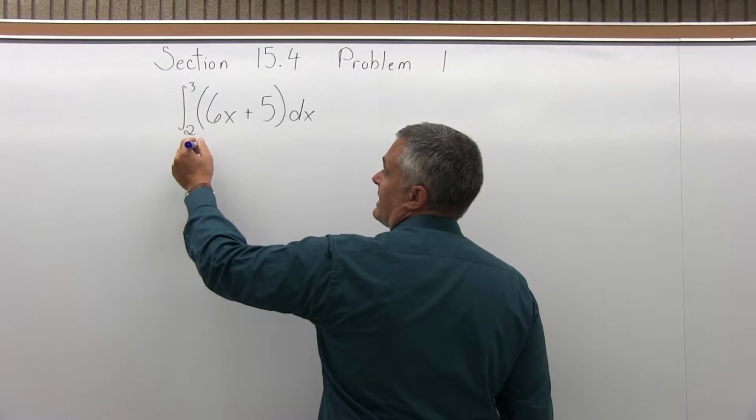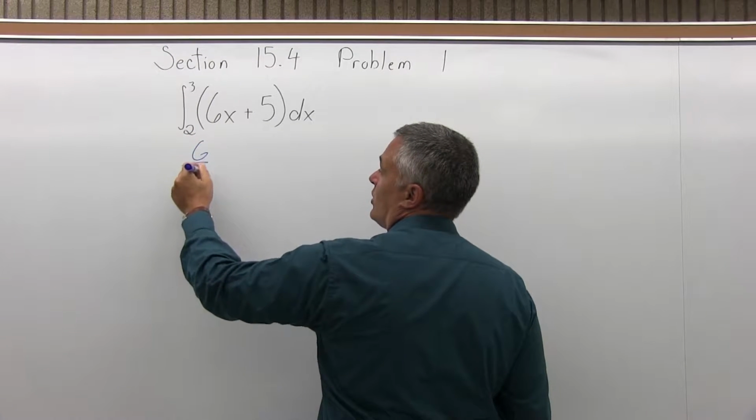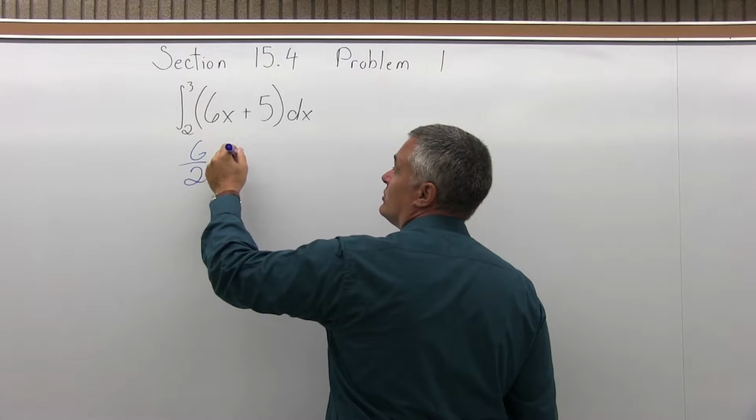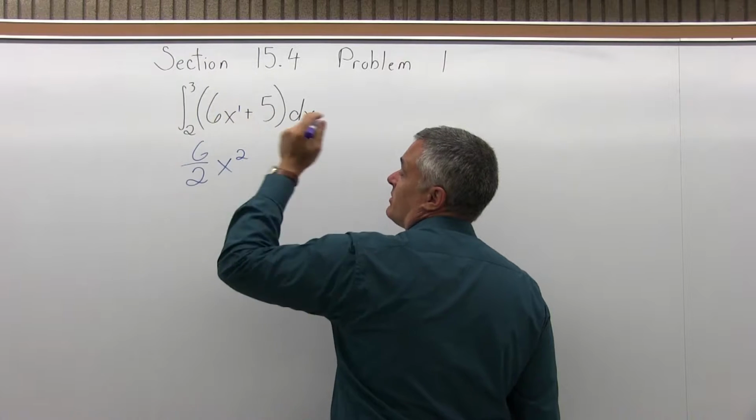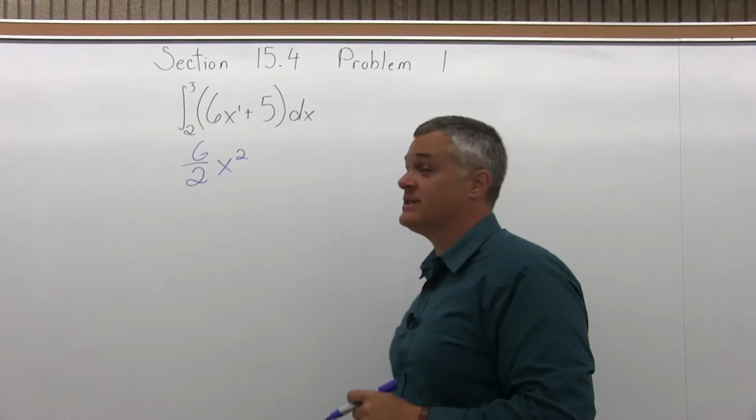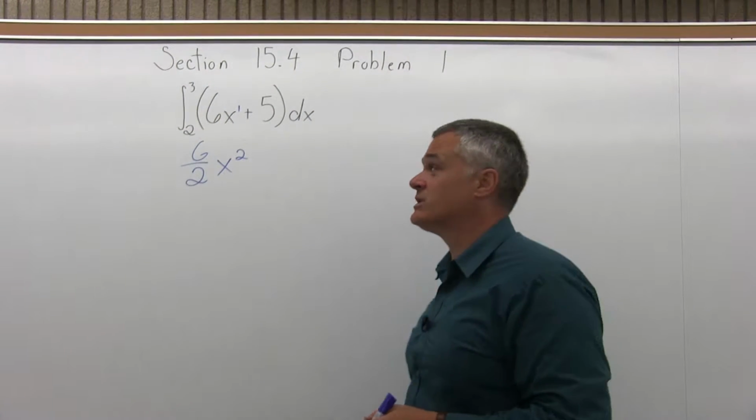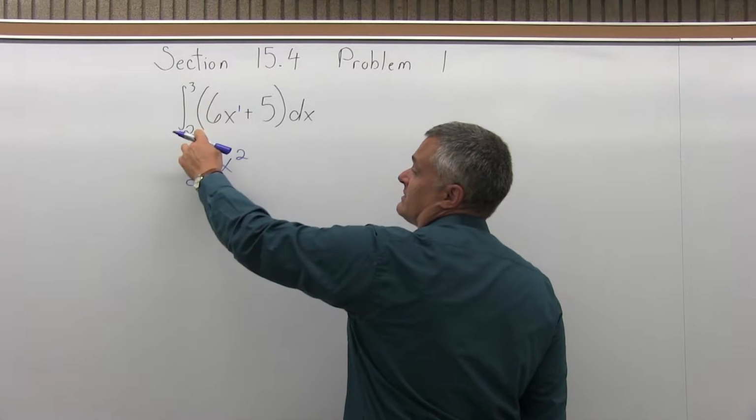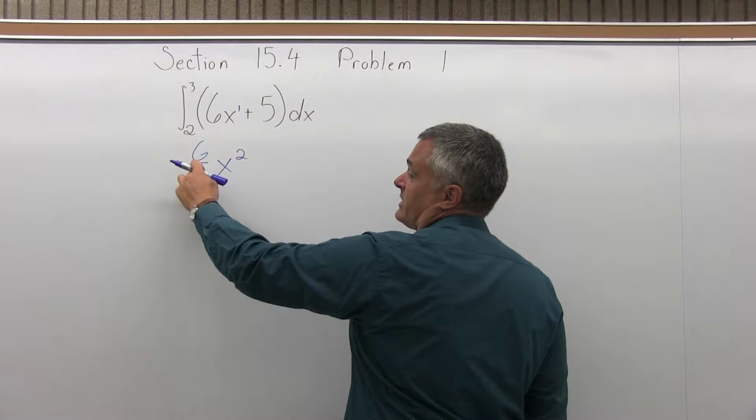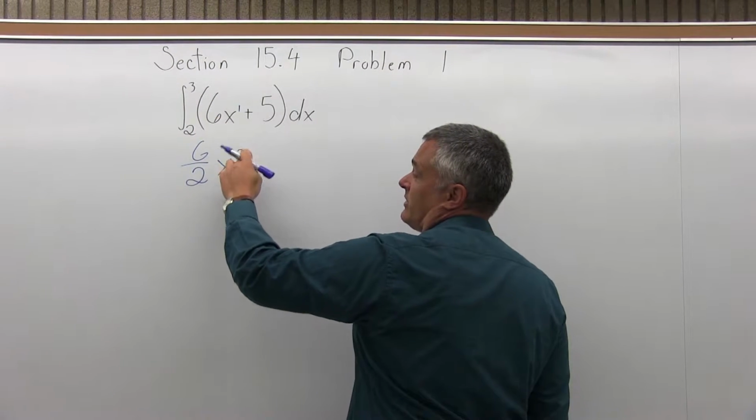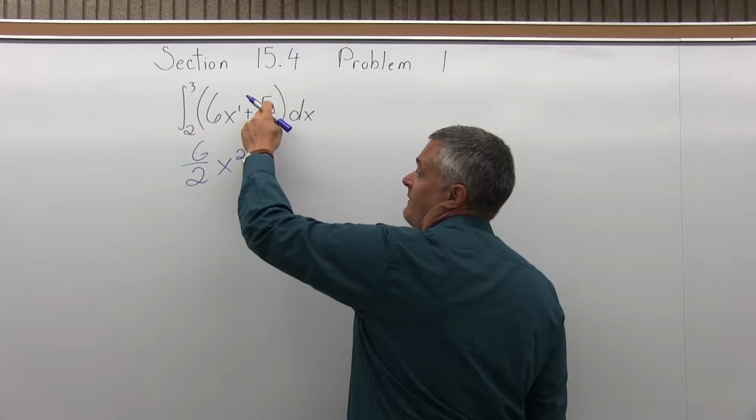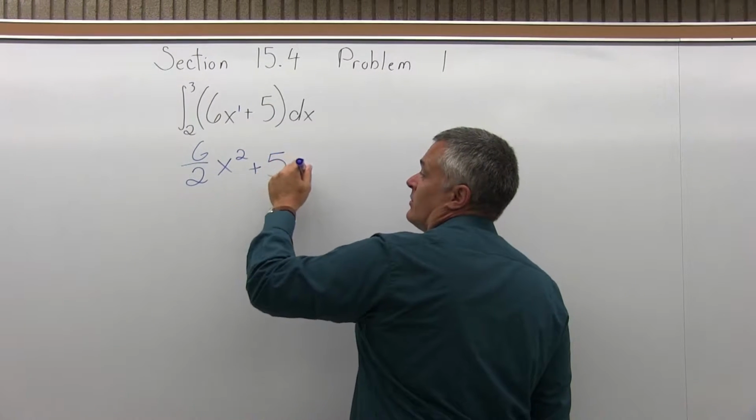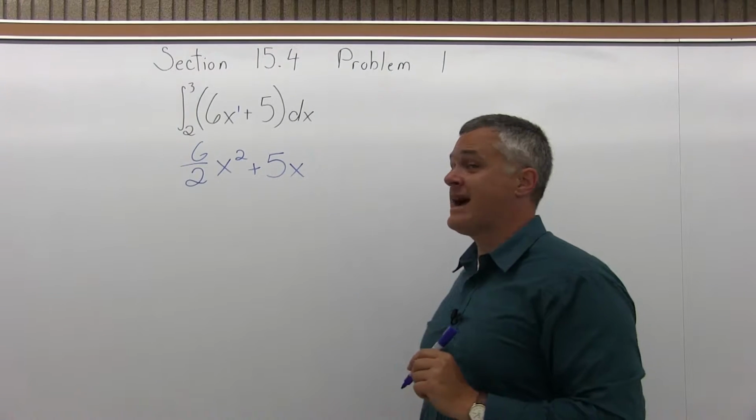So the 6x will be 6 over 2x to the 2. My exponent was a 1 for the 6x to the first. The 1 wasn't written. But I have the 6 from the front, and then 1 plus 1 is the denominator. 1 plus 1 is the new exponent. And then the 5, when you do the integral, is a 5x.